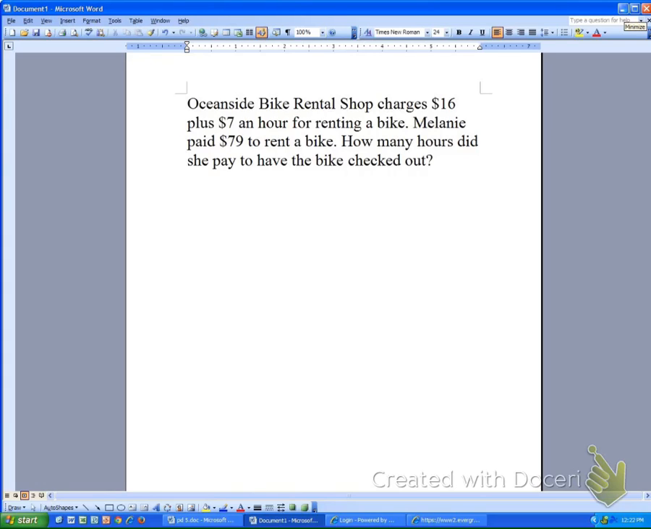Okay, Oceanside Bike Rental Shop charges $16 plus $7 per hour for renting a bike. Melanie paid $79 to rent a bike. How many hours did she pay to have the bike checked out? Okay, so define your variable and set up your equation, and then you can turn the video back on and check to make sure that you had the right equation.